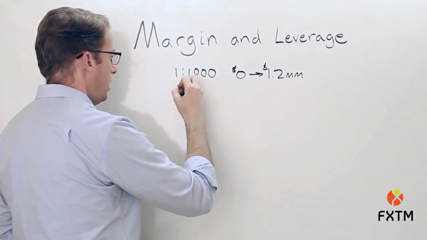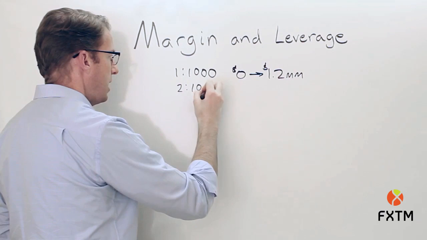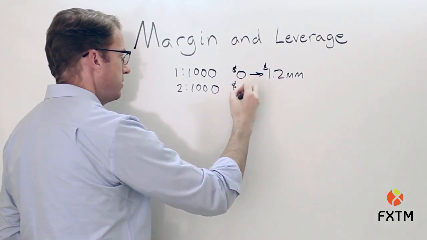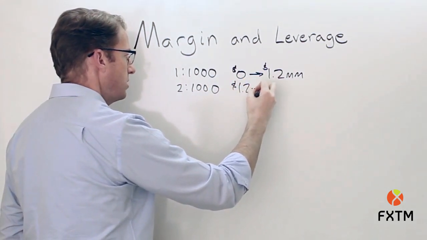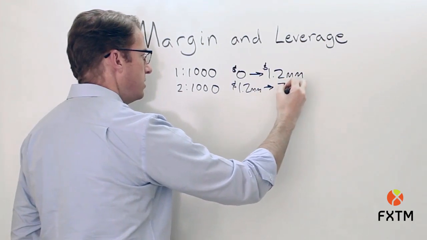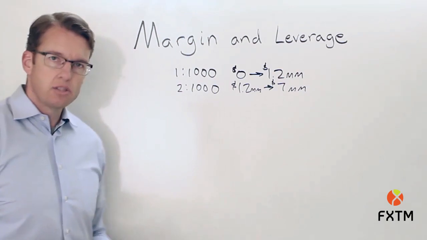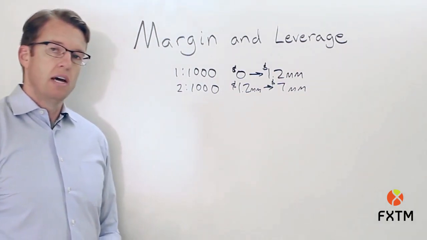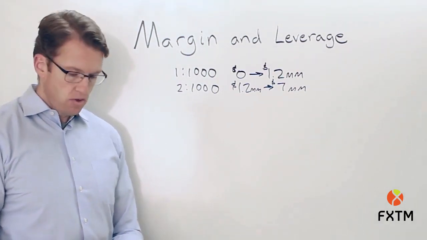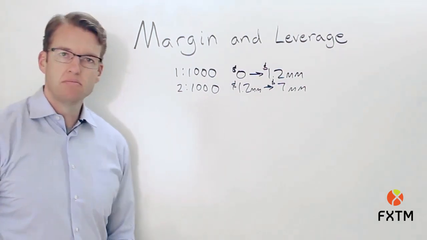So we'll say 2 to 1,000 is our leverage ratio there for everything from 1.2 million on up to $7 million. Now that's going to change our calculation if a trader is holding open a larger position. So let's do an example. Let's say that a trader is in fact holding open a larger position.